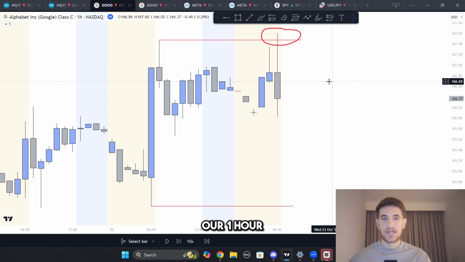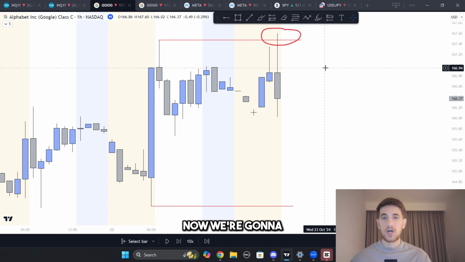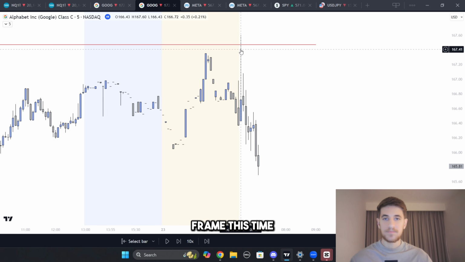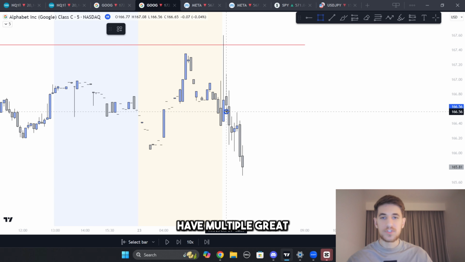So we've got our 1 hour time frame setup all good to go. Now we're going to drop down to the lower time frame and look for a potential setup to take an entry on. So here we are on the 5-minute time frame this time, and as you can see, that's our liquidity sweep right there from the higher time frame. And here we have multiple great setups.